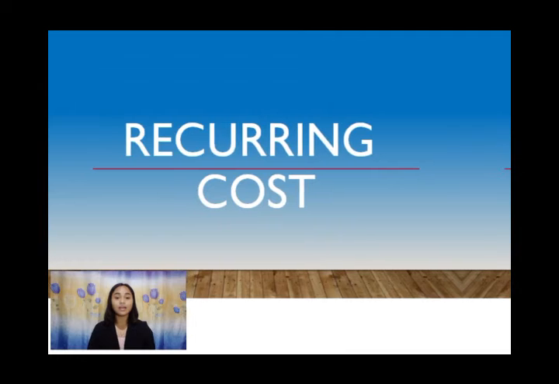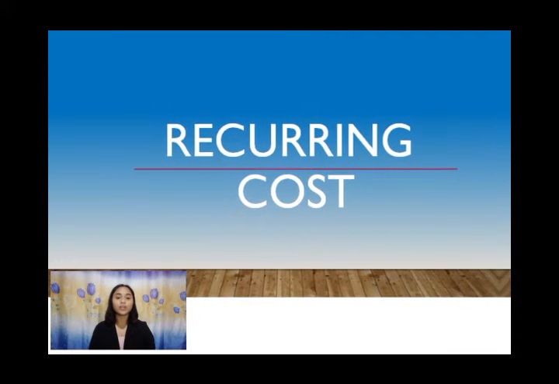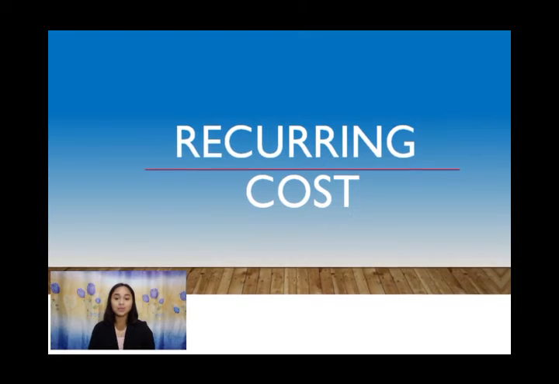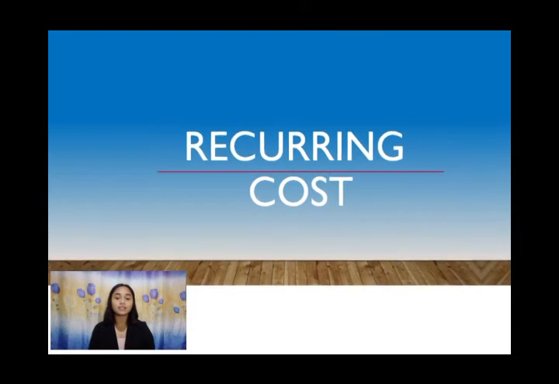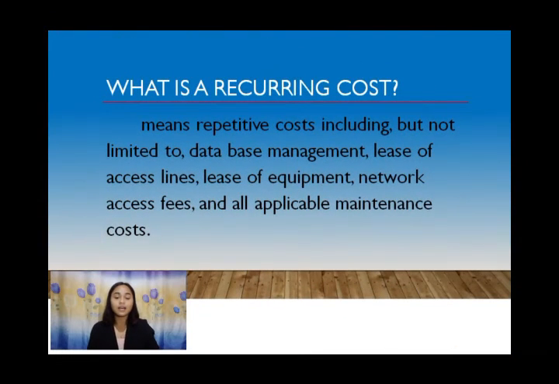Now, we will be talking about recurring costs. We will know what a recurring cost is all about, as well as what is included in the recurring cost. What is a recurring cost? A recurring cost means a repetitive cost incurred by an operating authority, including but not limited to personnel time directly associated with database management, and personnel time directly associated with addressing list of access lines, list of equipment, network access fees, communication equipment to receive and dispatch emergency calls, and applicable maintenance.